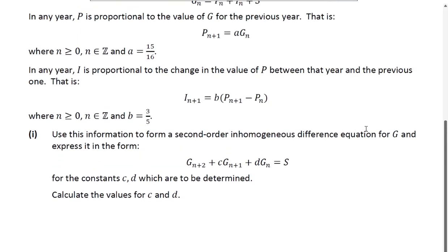And then use this information to form a second order inhomogeneous difference equation for G. There's that inhomogeneous word again. So that inhomogeneous part is that S. Because S doesn't have to be 0, it can be inhomogeneous. If S is 0, it is just homogeneous. That's where the inhomogeneous comes from. The second order, just in case you were not sure, is due to the difference between the biggest n subscript and the smallest n subscript being 2. So it's second order because we have an n plus 2 and an n there.